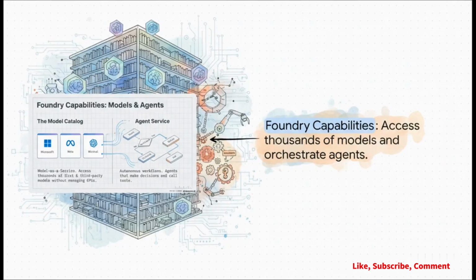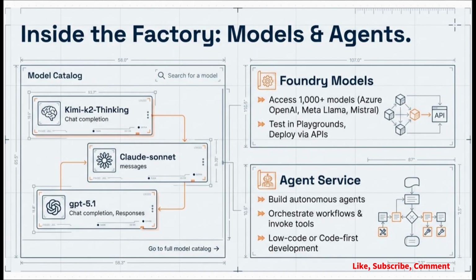So let's look at Foundry's 2 core capabilities. First up, you've got the model catalog. This thing is like a massive library of pre-trained brains. Seriously, you get access to thousands of models from Microsoft itself, like GPT-4, and also from partners like Meta and Mistral. You don't have to build them from scratch.